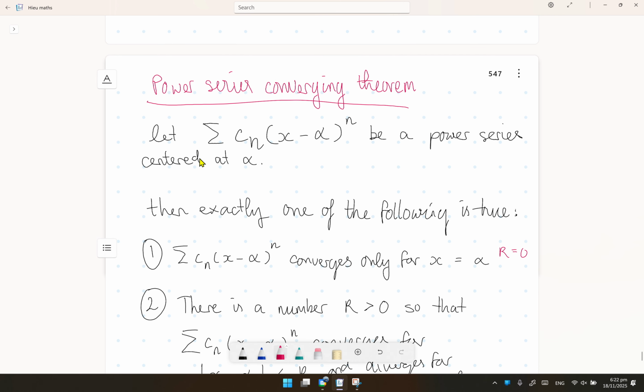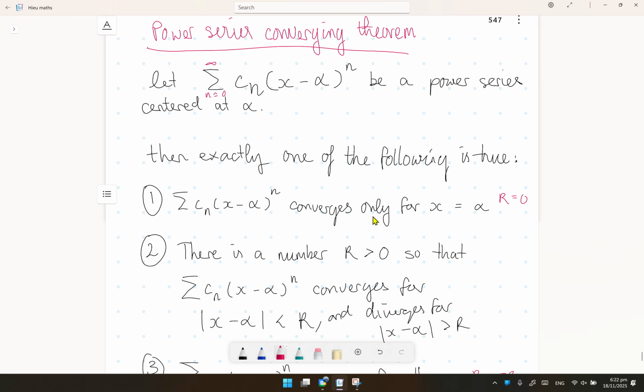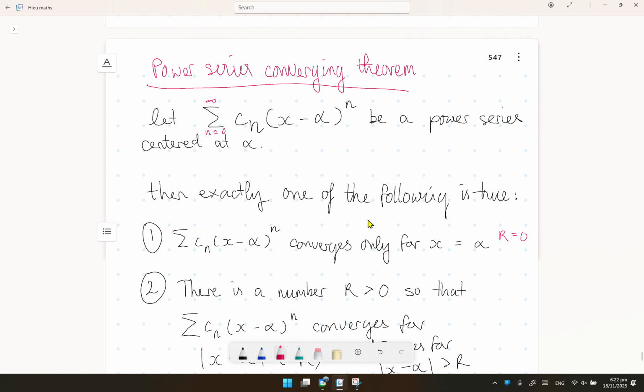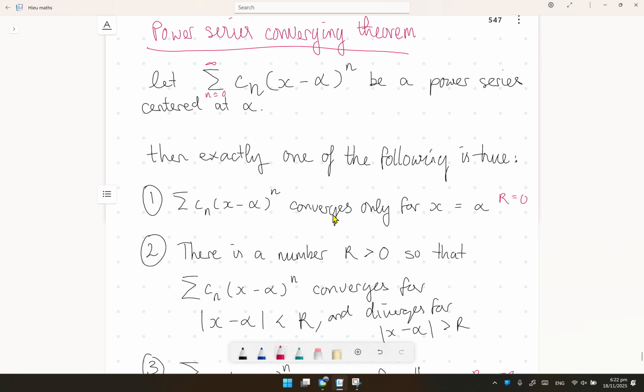We just have a power series that is centered at alpha, which is just the form that we had before, right? Cn multiplied by (x minus alpha) to the n. And there are exactly three things that can happen, and one of those three things has to be true. Exactly one of the following is true. One, this series converges only when x is equal to alpha. The only time it converges is when x is equal to alpha.